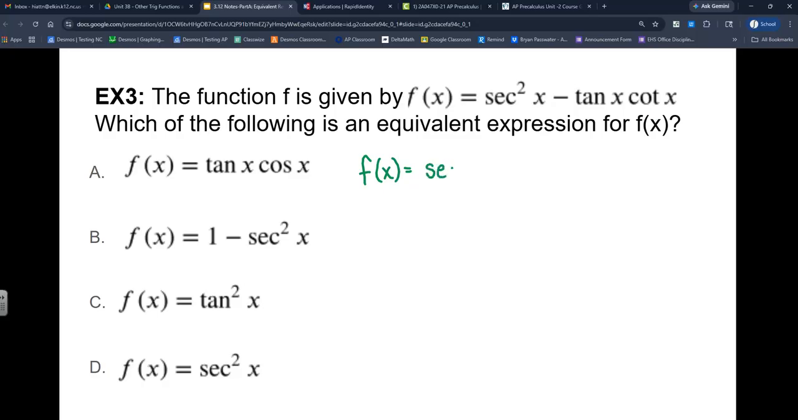Let's try this. You've got two options here. Tangent x is sine over cosine, and cotangent is cosine over sine. Or we could think of cotangent being 1 over tangent. Either way. I'm going to go sines and cosines. So tangent is sine x over cosine x. And cotangent is cosine x over sine x. Right, everybody okay there?